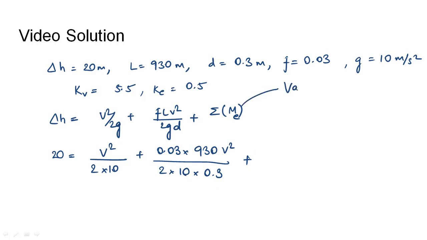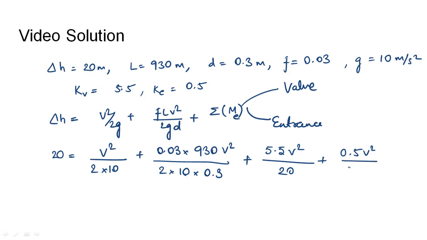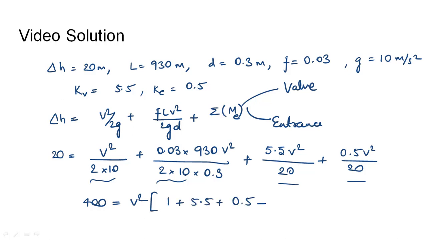So here there are two minor losses. First is due to the valve and second is at the entrance of the pipe. So this would become 5.5 V square divided by 2g, that would be 20, and another will be due to the entrance, that is 0.5 V square divided by 20. So taking 20 common from all the fractions and sending it to the other side, it would become 400 equals V square, which can be taken common. This would become 1 plus 0.5 plus 93. Using this we would get the value of V square as 400 over 100, that is 4. From this V is obtained as 2 meter per second.